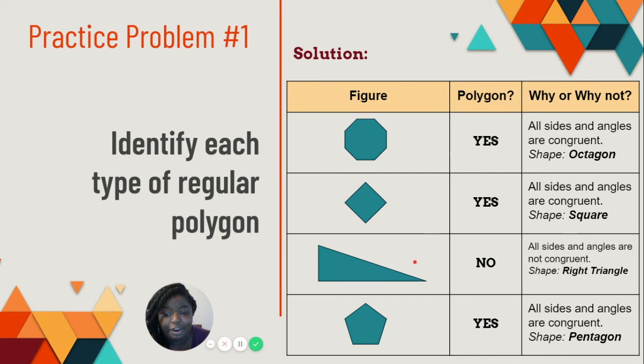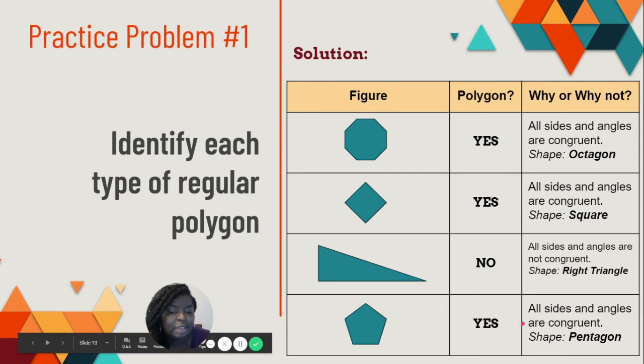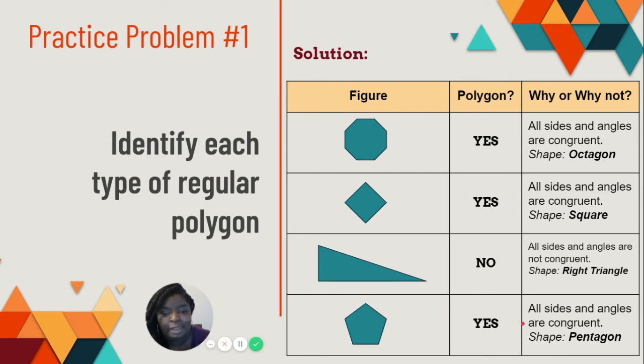For our third figure, we have a right triangle, and we know it's a right triangle because there is a 90-degree angle here. And so all sides are not congruent, all angles are not congruent. So this is not a regular polygon. And then lastly, we have, once again, a 5-sided shape. All sides are congruent, all angles are congruent. This is a regular polygon, and it is a pentagon.